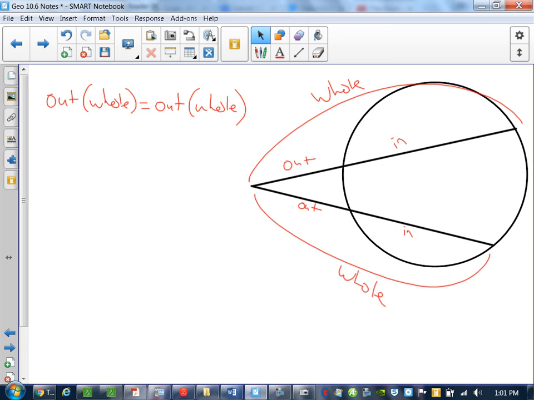So you have this idea of outside and a whole. Outside times the whole is outside times the whole. And the whole thing is made up of the two parts, the out and the in. To figure out what the whole thing is, you just add them together. Okay? So let me show you an example.